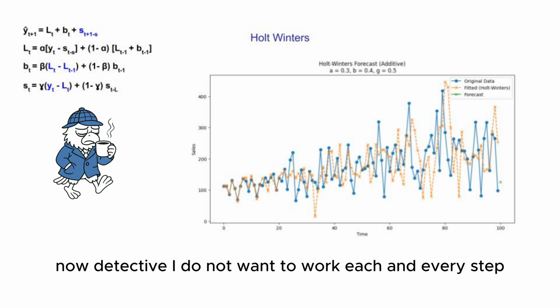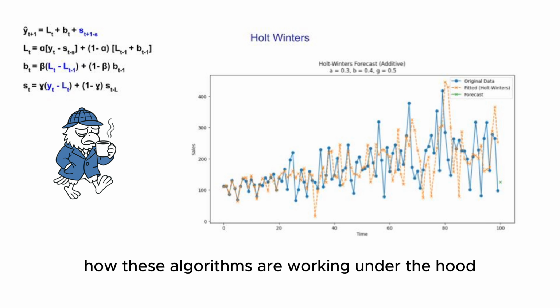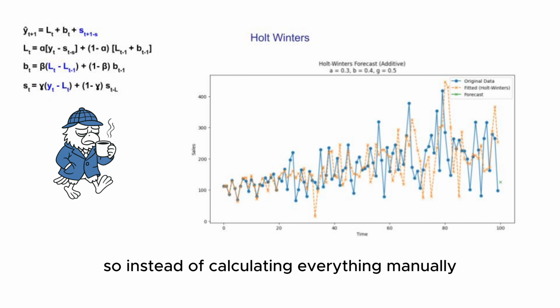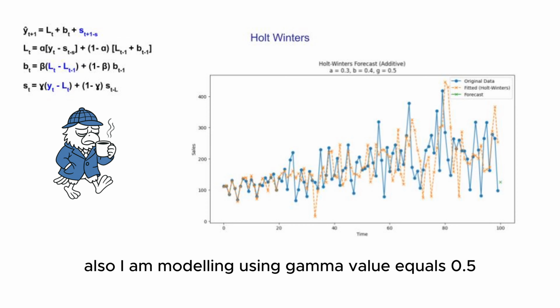Now, detective, I do not want to work each and every step using pen and paper anymore. I hope by now we truly understand how these algorithms are working under the hood. So, instead of calculating everything manually, we will now trust the model. I have assumed the seasonal pattern for ice cream sales data to be weekly. Also, I am modeling using gamma value equals 0.5.